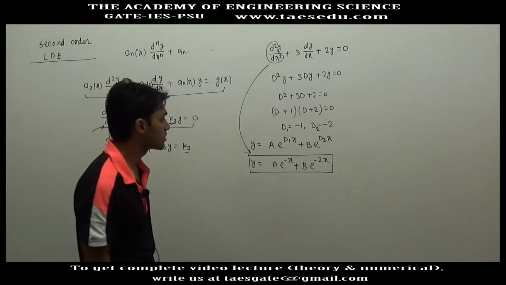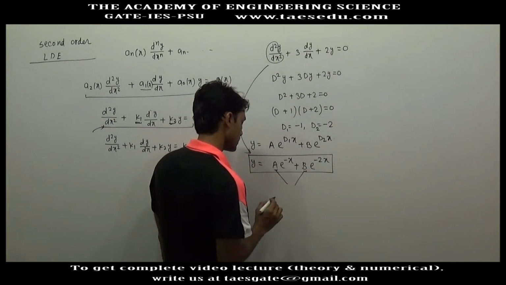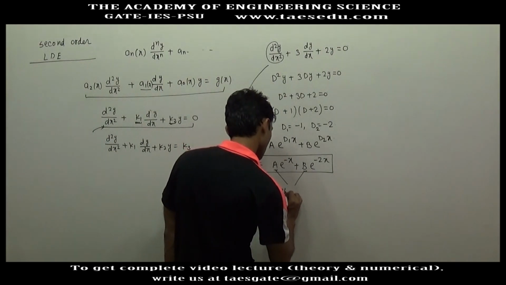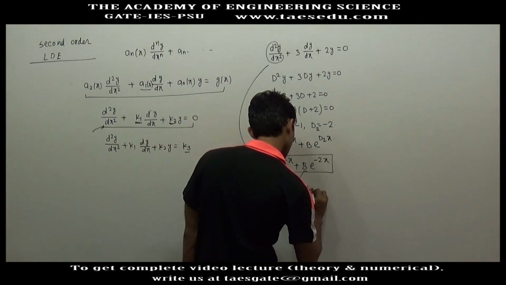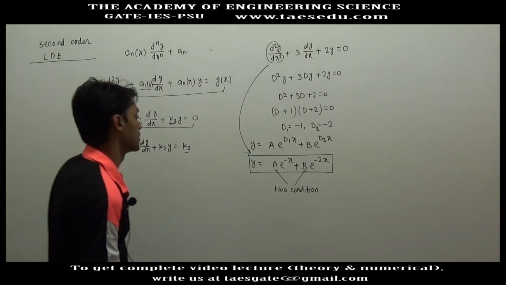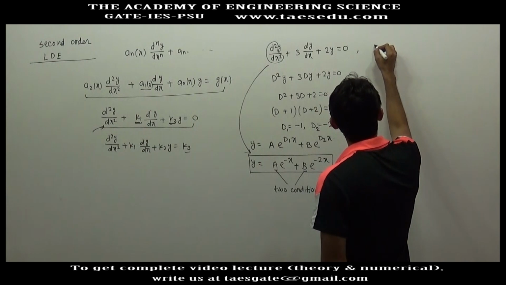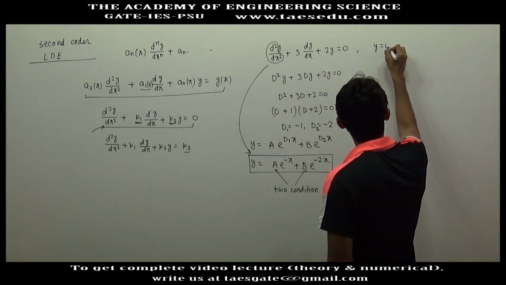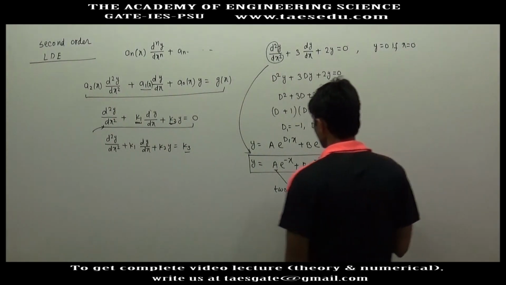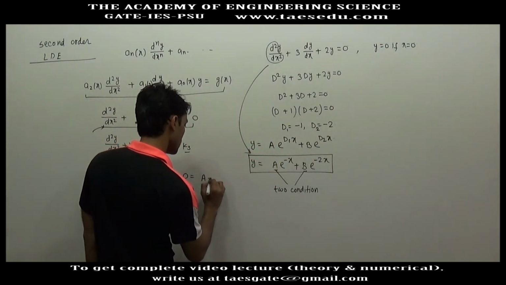For any particular solution, you need to calculate a and b, and for calculating two constants, you must have two situations. You must be given two conditions to find a unique solution. For example, if you are given y equal to 0 if x equal to 0, we will put y equal to 0 and x equal to 0, and we will have a plus b.